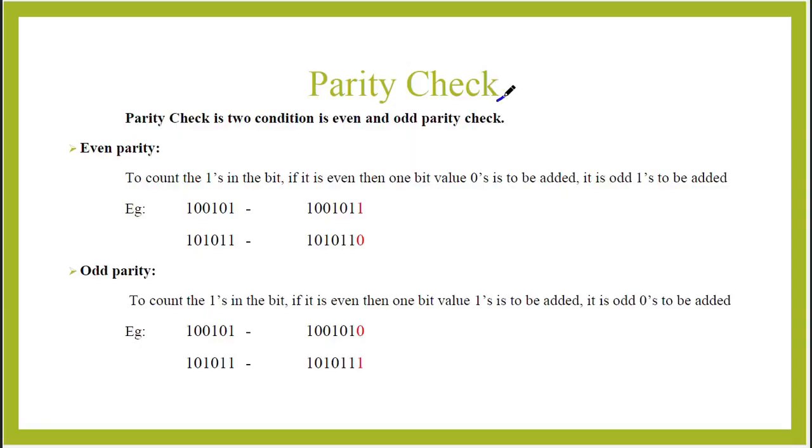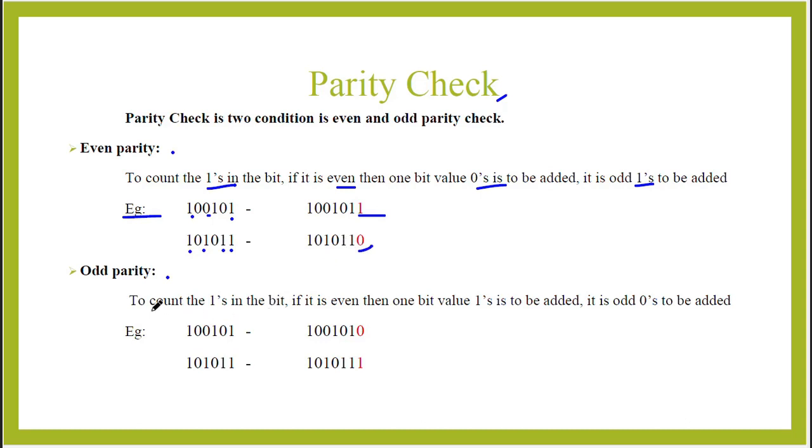Parity check. In a parity check, there are two conditions: even parity check and odd parity check. In an even parity check, count the one bits in the binary data. If the count is even, then zero is added. If it is odd, one is added. Let's see the example. There are 1, 2, 3, so 3 ones. Then add a 1. In this one, 1, 2, 3, 4, there are 4 ones. Then it is even, so add 0.